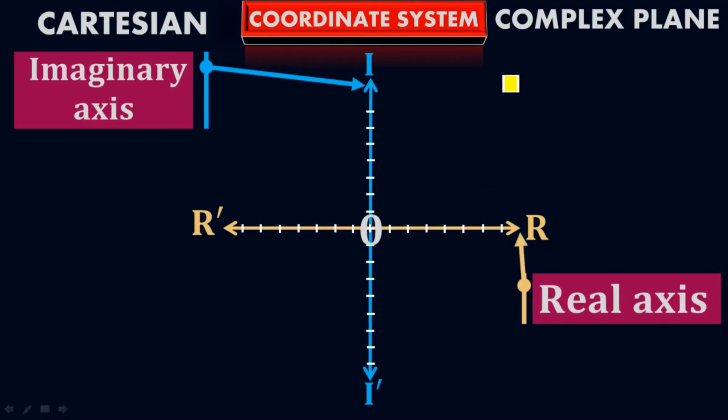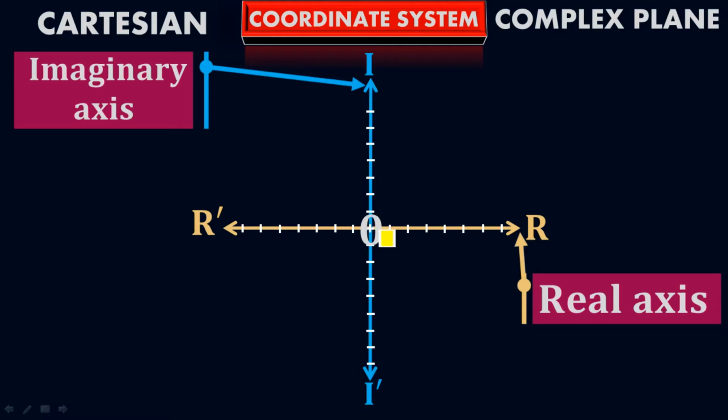If you compare the complex plane with the xy plane, for the xy plane we have the x-axis here, represented by x and x prime. And this vertical blue line was the y-axis, like y and y prime. But in the complex plane, this horizontal line is the real axis and this vertical blue line is the imaginary axis.